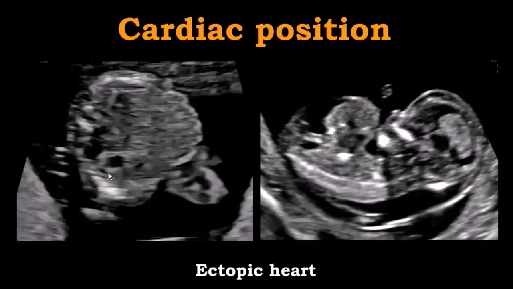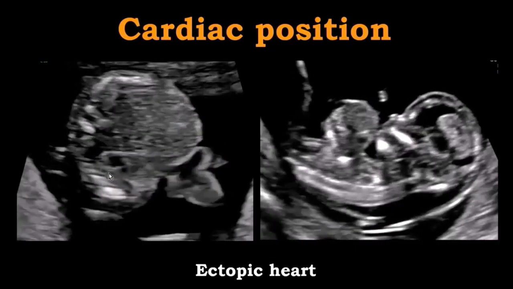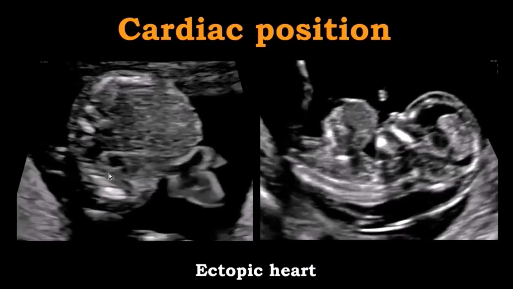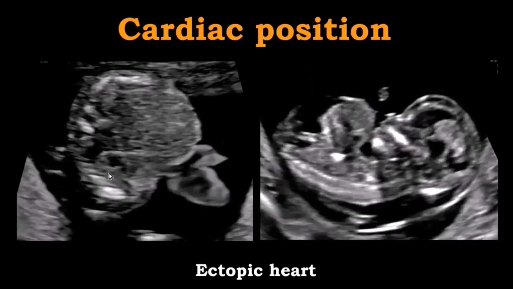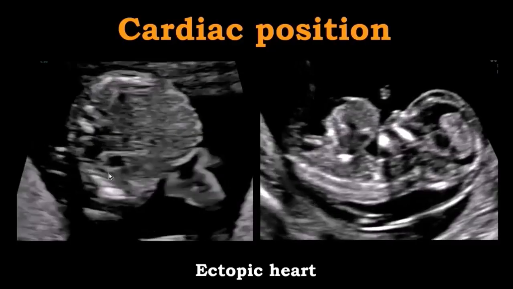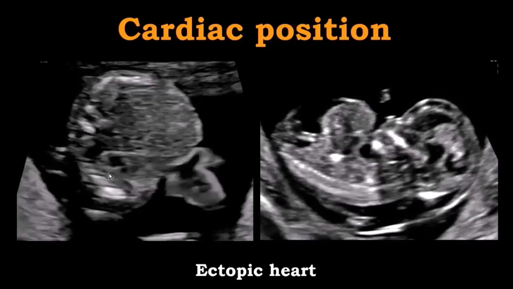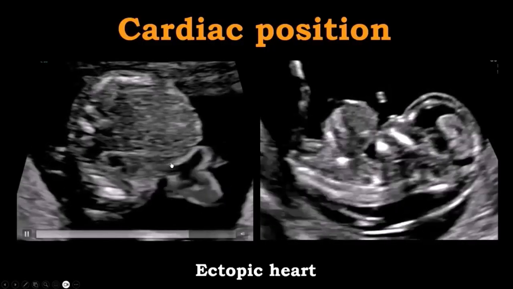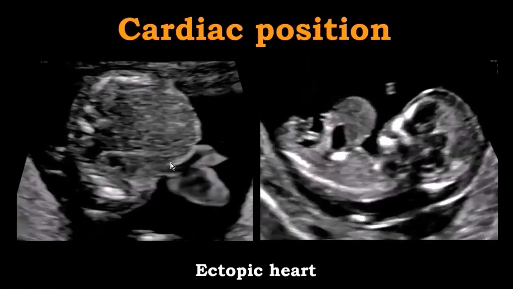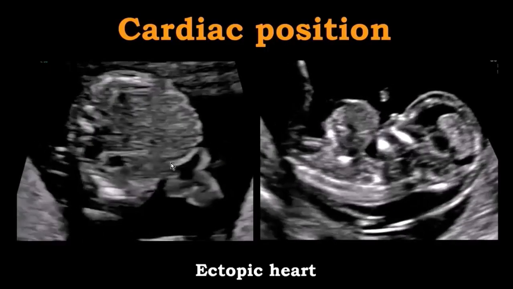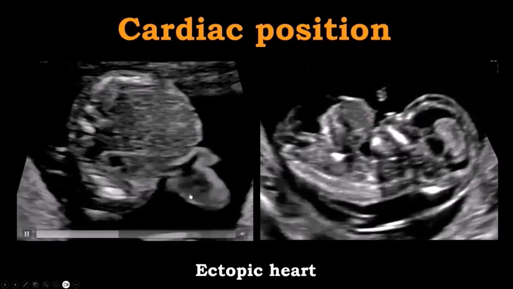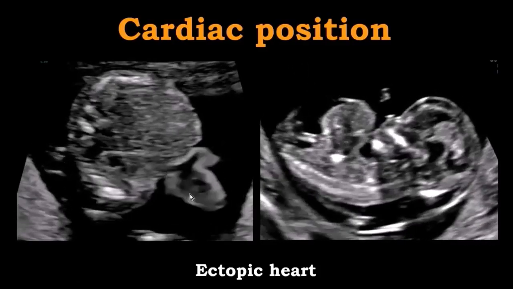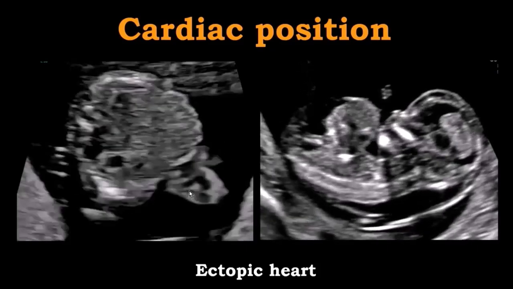So we will start from the very obvious abnormalities of the cardiac position that should not be missed in the first trimester. The first trimester detailed exam aims to detect the most severe malformations. And of course, then we can see this condition that's called the ectopic heart, which is typical for the condition called pentalogy of Cantrell. So if you see the heart beating in the amniotic fluid, this is definitely abnormal. 100% we need to detect this abnormality.